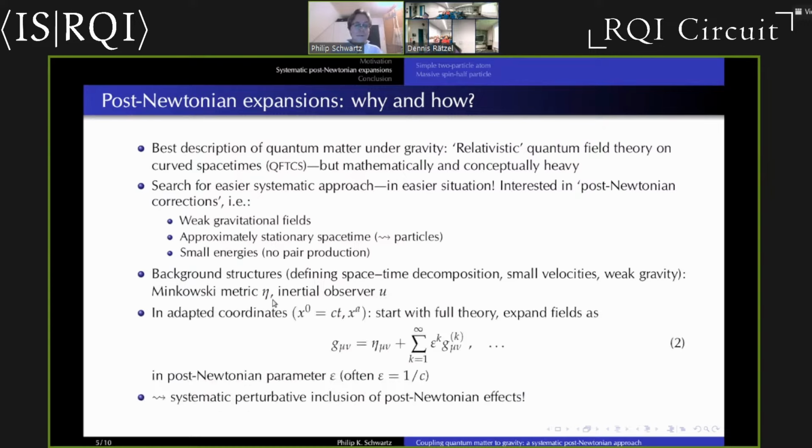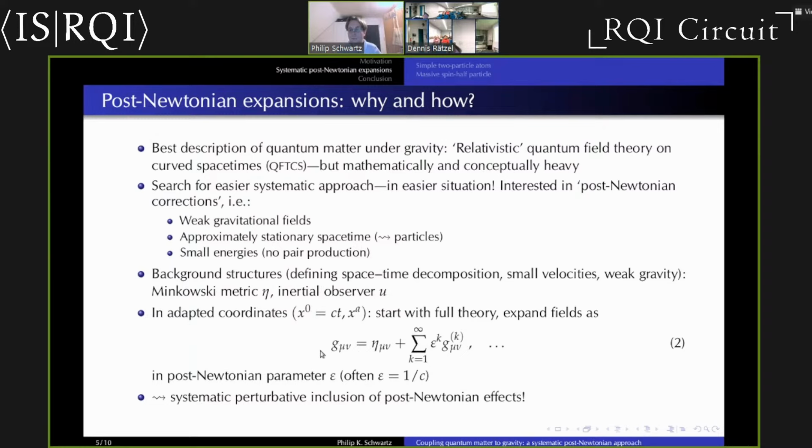And the way to implement this is then to use adapted coordinates, so adapted to the Minkowski metric and this observer vector field. And then we start with the full relativistic theory, and we expand all fields, as I did here with the metric. So we have some post-Newtonian parameter epsilon that is thought of as a small parameter, and then we expand everything as a formal power series.